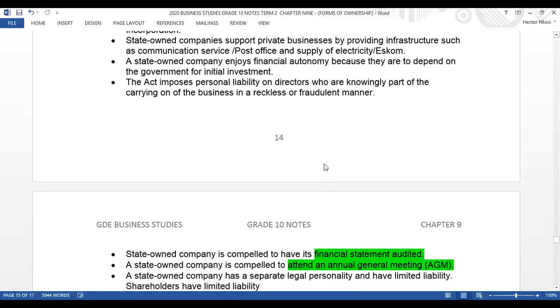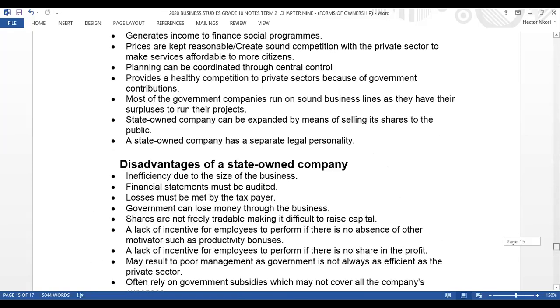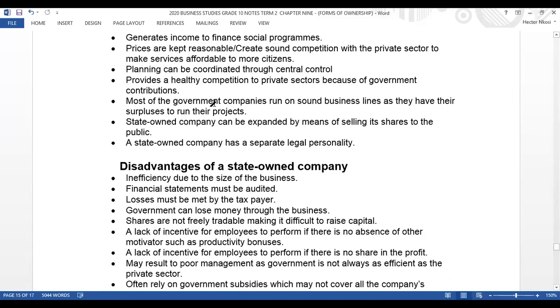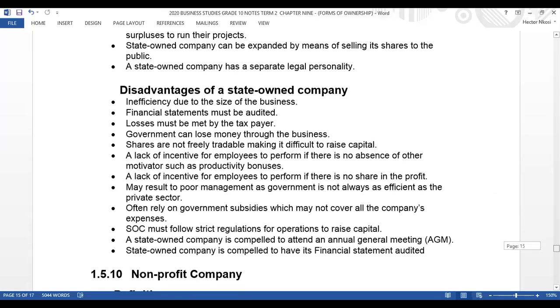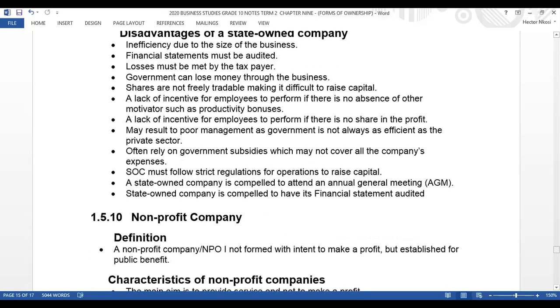Also, now, boys and girls, if I were to scroll down, we know that a state-owned company has a separate legal personality and separate legal liability. Now let's look at the bad things about this state-owned company, meaning your disadvantages or your negatives, basically.